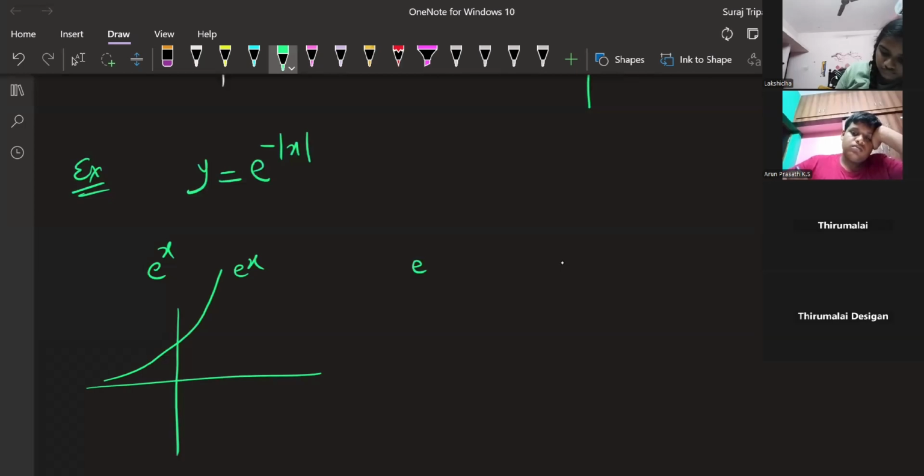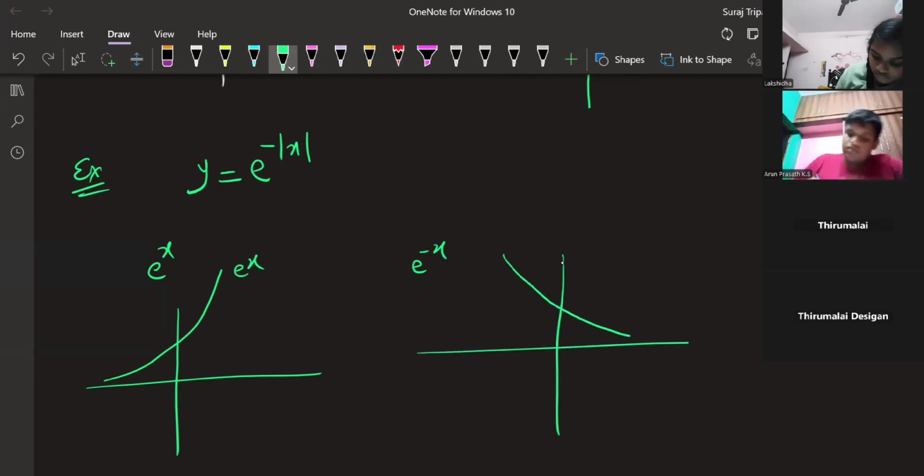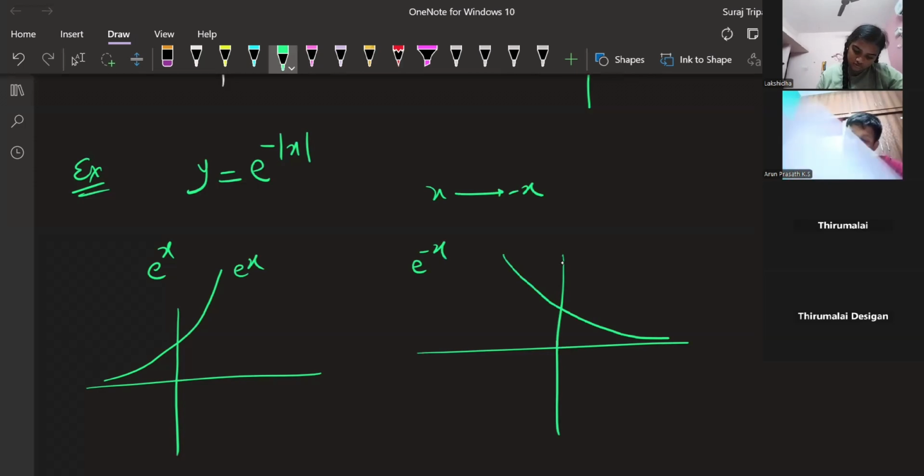Now we need to draw the graph of e raised to minus x, right? The graph of e raised to minus x will be like this one. While converting x to minus x, as we have already discussed, we have to reflect the entire graph. We have to flip the graph along the y-axis. So this is the graph of e raised to minus x. This was the graph of e raised to x.